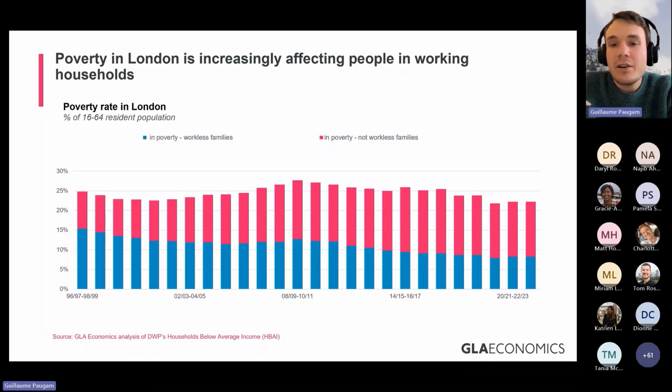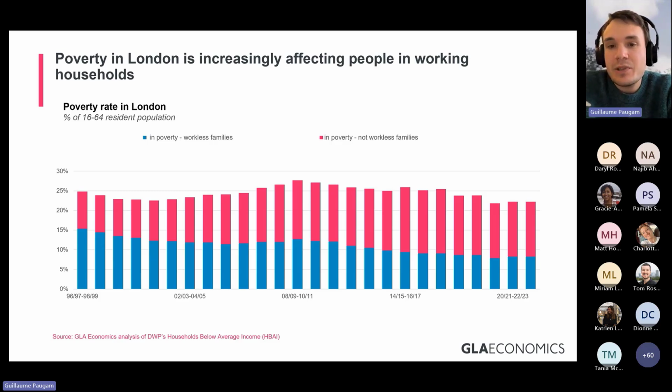So if you just look at the overall bars for now, you can see that the overall poverty rate in London has been pretty stable in the long run. There are short-term fluctuations, but if you look at the overall period, it sort of remains between 20 and 25% of Londoners. It may fluctuate due to economic circumstances. So, there's a peak around the global financial crisis, but it is roughly always between 20 and 25%.